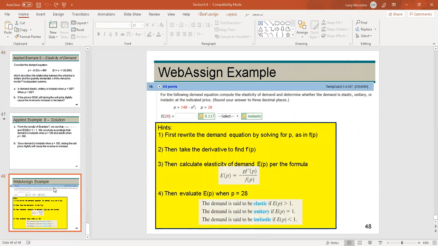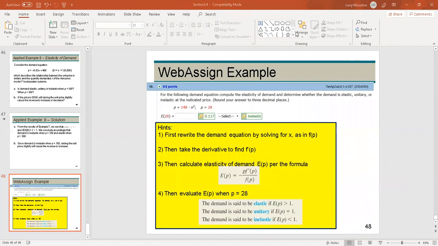So it says here, here's the demand equation, P equals 148 minus X squared. And they want to know, what is the elasticity when the price is 28? All right, let's work this through. First, we need to rewrite the demand equation by solving for X. This is a typo. I should say solving for X. So let's go ahead and do that.